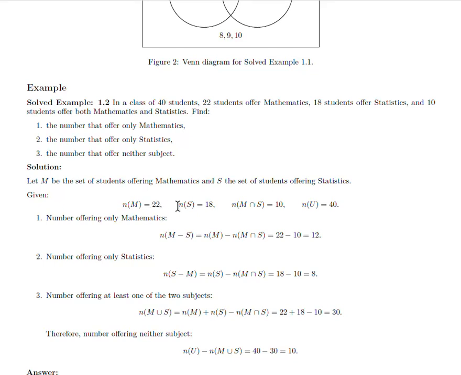Cardinality for M, mathematics, is 22. Cardinality for S is 18, and then cardinality for M intersection S, that is students offering both mathematics and statistics, is 10 according to the question. And then the universal set, that is the population of the class, is 40.